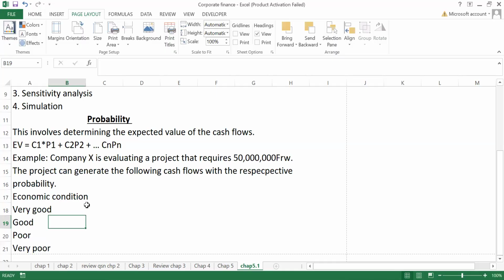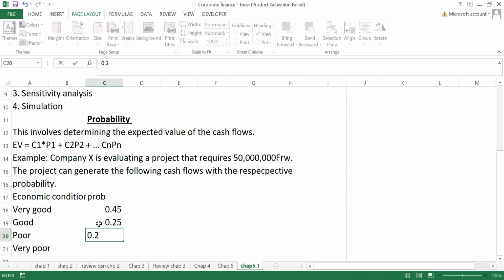Now, the probability for the economic condition to be very good maybe 0.45. And the economic condition to be good, maybe 0.25. This is 0.2, and this is 0.1. So those are the respective probabilities.